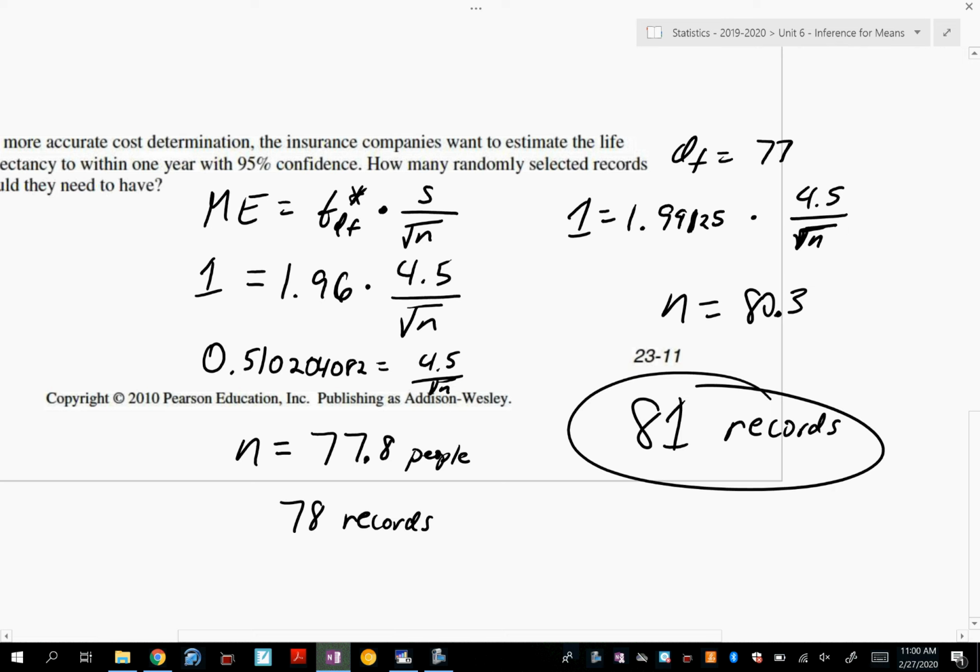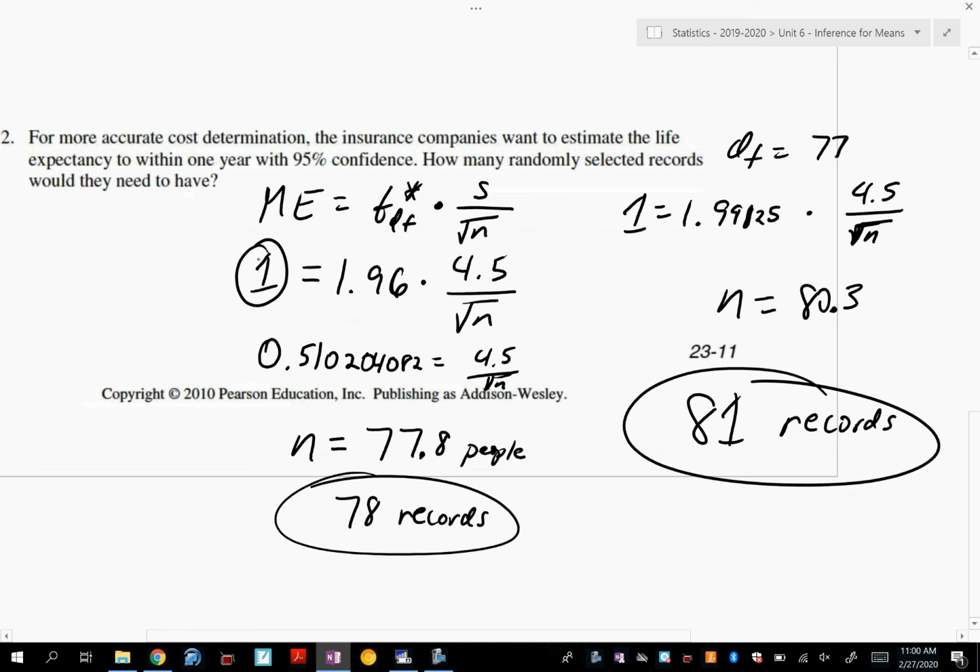Because you always round up. Remember, you always round up. So I got 80.3 when I use T-star, so I need to use 81. You always want to round up to the next whole number. If you were doing this for real and you only used 78 records, we could not guarantee a margin of error of only 1 year. That's why we have to do it twice. 81 records will guarantee us a margin of error of only 1 year.